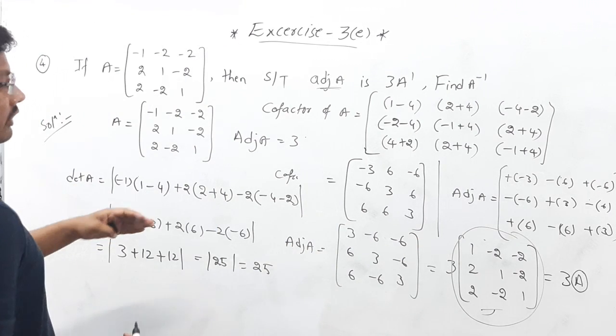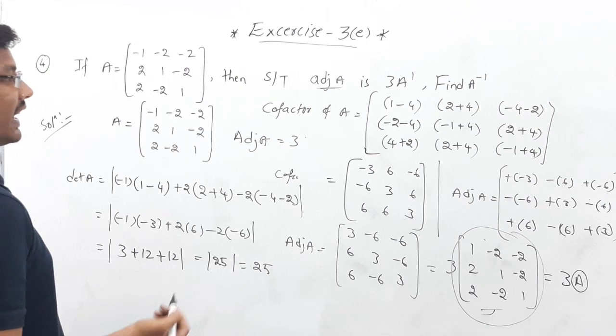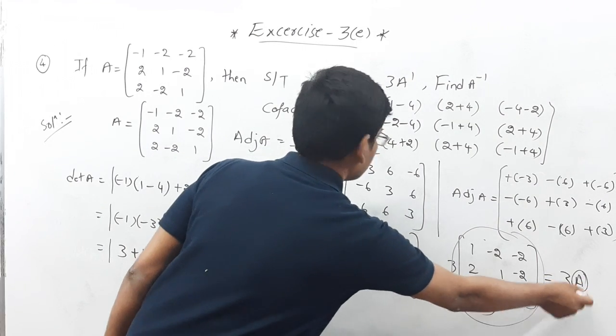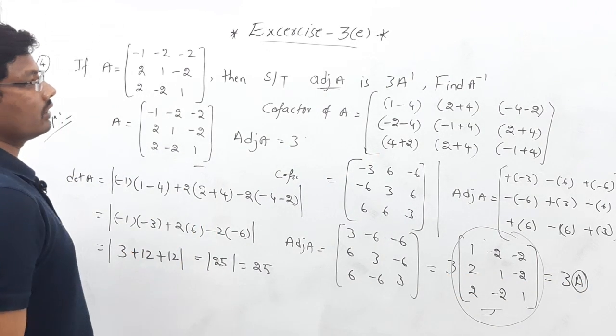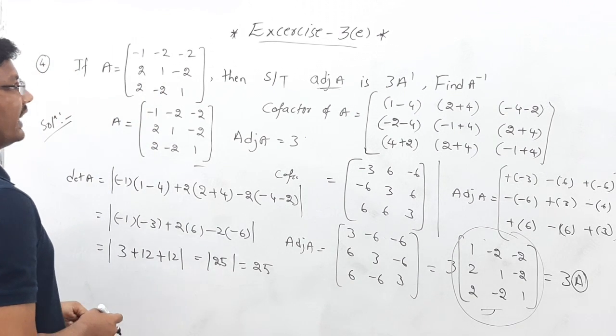Here first we need to find adjoint of A is equal to 3A dash. This is A dash, not A here. This is A dash. Now we proved here adjoint of A is equal to 3A dash.